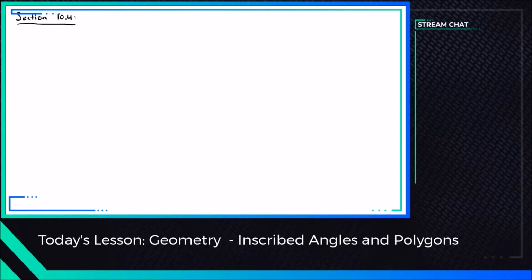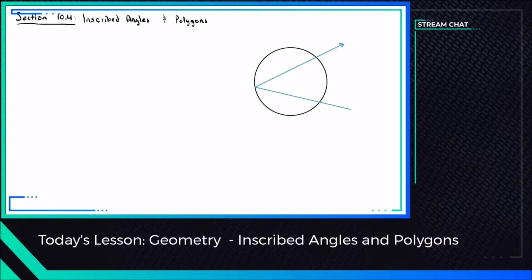Today's section is going to be all about inscribed angles and polygons. And it might be a good idea right away just to describe what an inscribed angle is. So if we're given a circle and we draw an angle within the circle, but the vertex of this angle is on the edge of the circle itself, then this blue angle we just created is going to be called an inscribed angle.